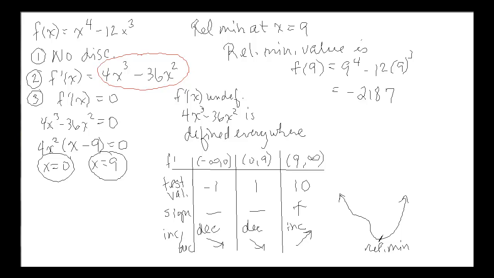Now notice I didn't plug that 9 back into the derivative, because what happened at the derivative? It was 0 there, right? So I need to plug that 9 back into the original function to find out exactly how low that point really is. Okay? The derivative is only used to create the chart. Whatever values you get out of the chart, you're going to need to plug those back into the original function.